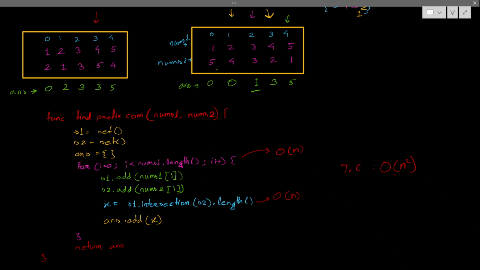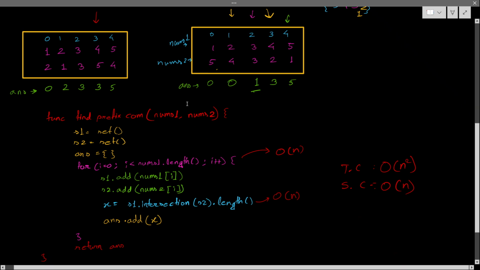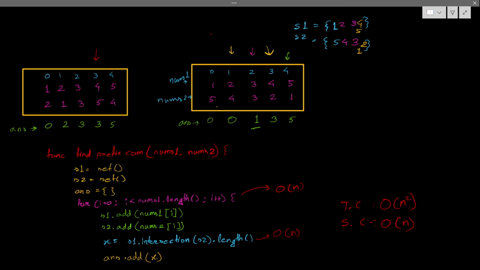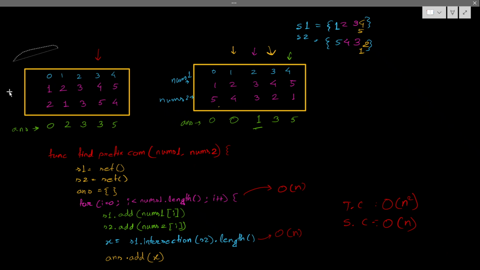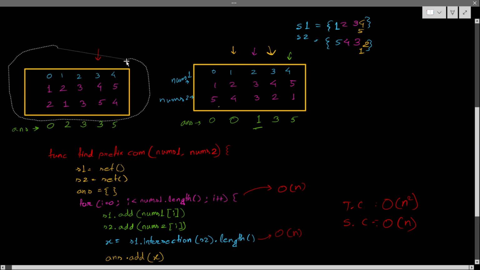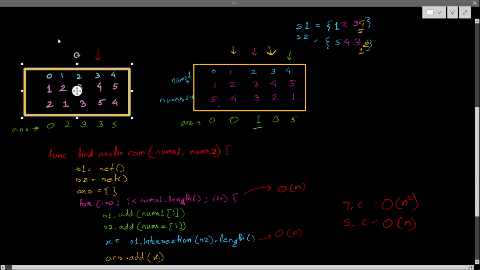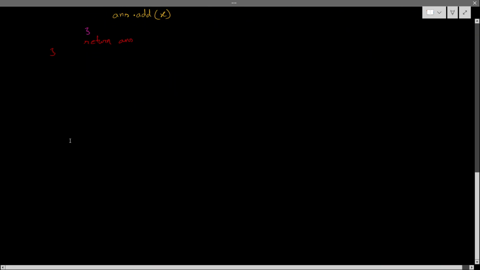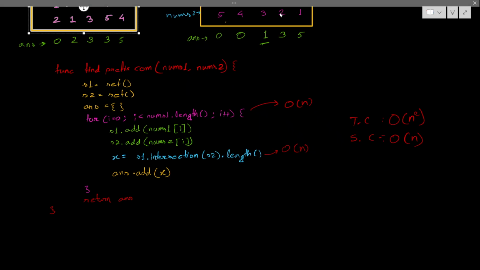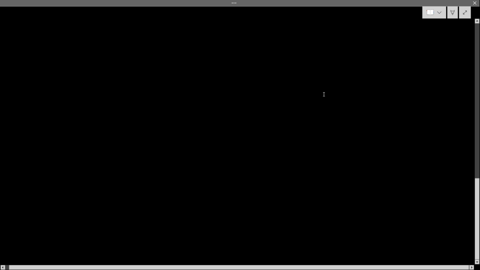Big O of n square. And space complexity, I am taking two sets, right? So it is big O of n. So this is not the optimal solution. Can we find any optimal solution? Let's see. I'm taking this example. This is my approach one. Let's see our approach two.